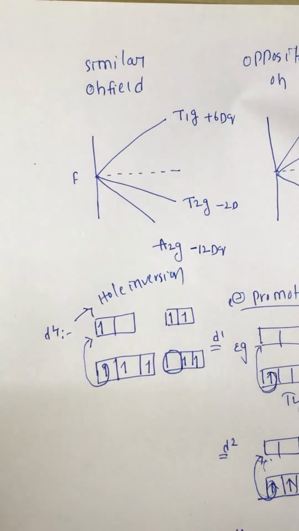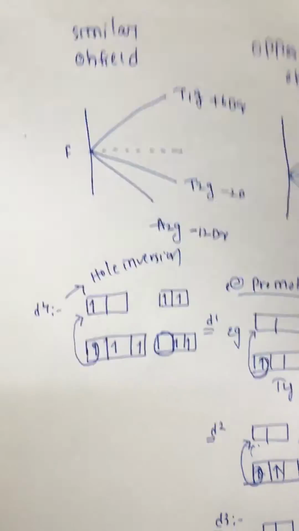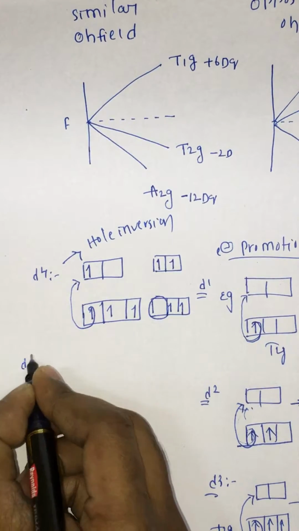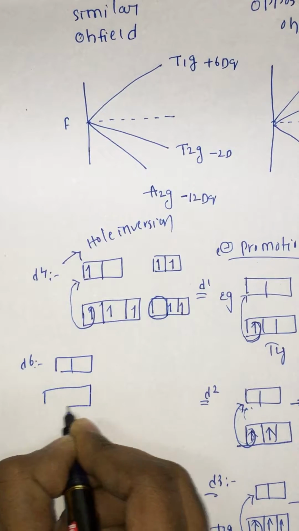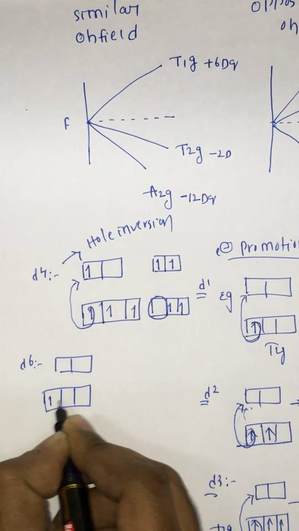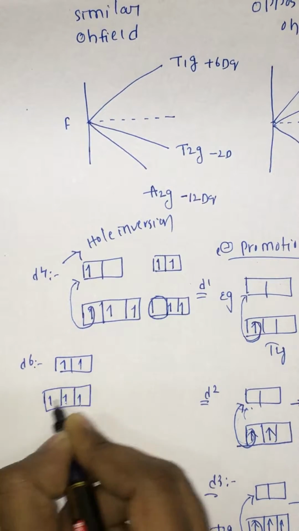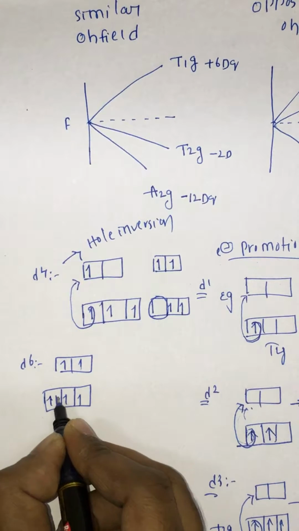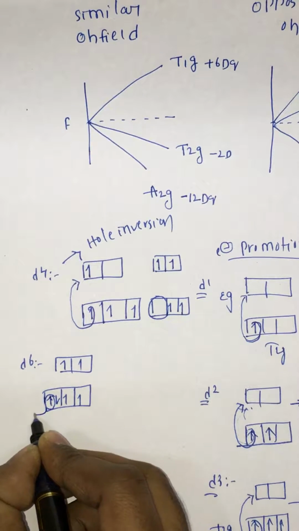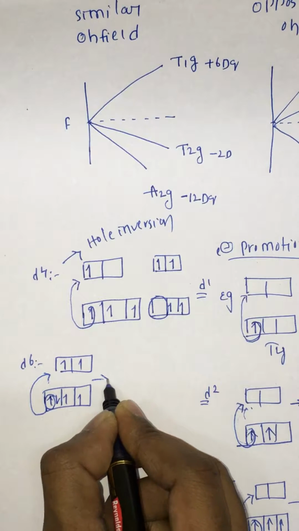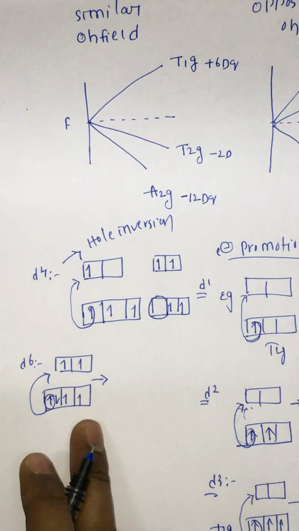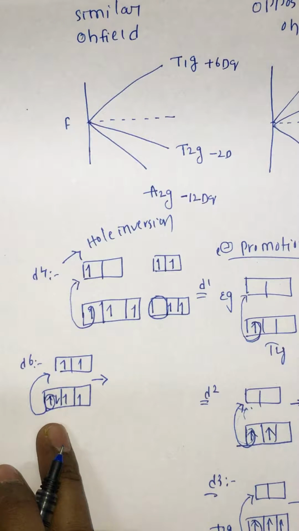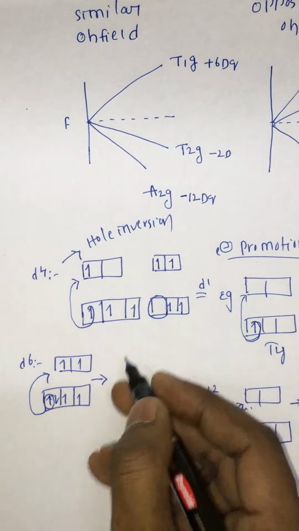And for D5 we will not talk about the Orgel diagram. So now we'll go for the D6. 1, 2, 3, 4, 5, 6. So this electron will go from here to here. If in one orbital 2 electrons are there, and in another orbital 1 electron is there, where two electrons are there, that electron will go to the Eg orbitals.